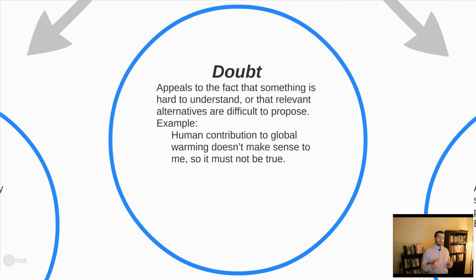So our next appeal fallacy is the appeal to doubt. The appeal to doubt fallacy occurs when someone appeals to the fact that something is hard to understand, or that they don't understand it, or that relative alternatives are complex or hard to understand or hard to propose, to argue that that view must be false or that plan must be untrustworthy. For example, human contribution to global warming doesn't make sense to me, so it must not be true. Now, this is obviously a bad argument, because just because it doesn't make sense to you or to me doesn't mean it doesn't make sense.